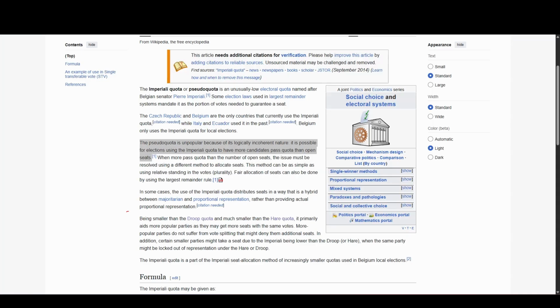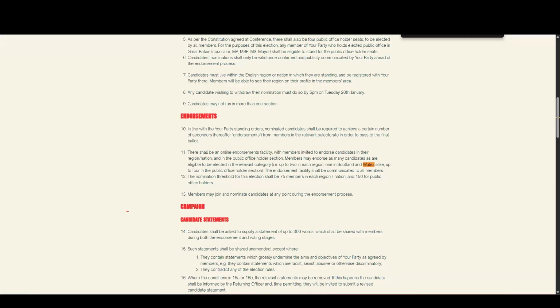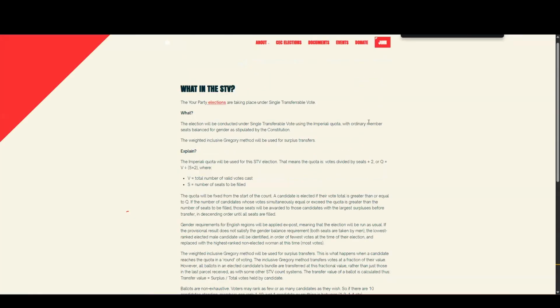For some reason, if you look through any of the election rules, as you can see, I was looking for Wales, any of this, it doesn't mention AV at all, which suggests to me that they are just going to run the single seat elections under Imperiali as well, which means that instead of getting to 50%, you only need 33%.